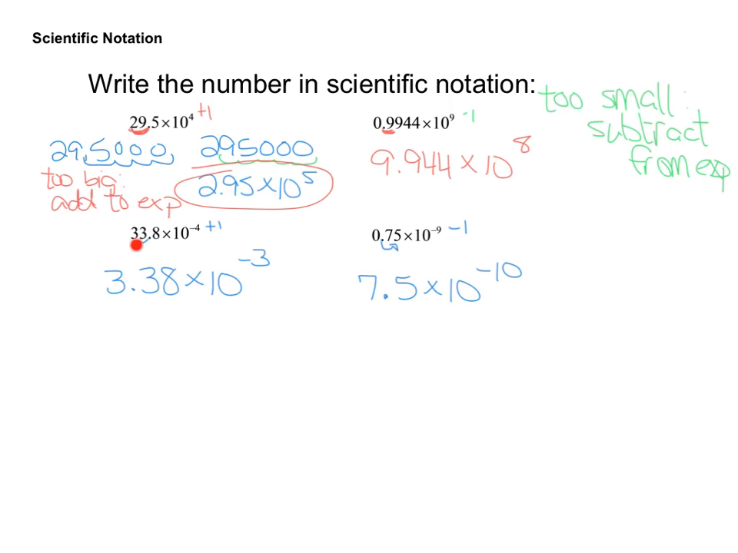All right, this one was too big to begin with. I had to move my decimal 1 place, so I added 1. Negative 4 plus 1 is negative 3. This one was too small. I had to move my decimal 1 place, so I subtracted 1. Negative 9 minus 1 is negative 10.